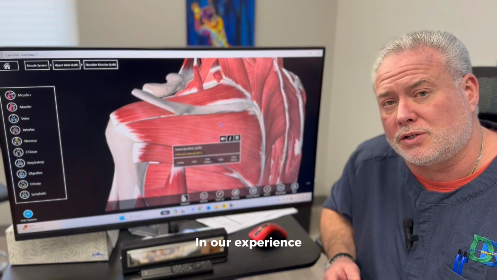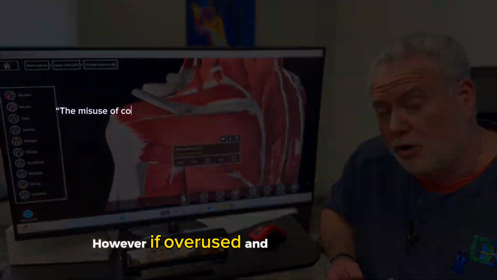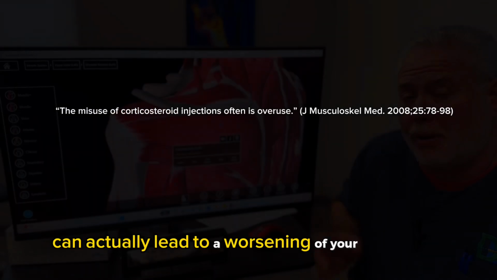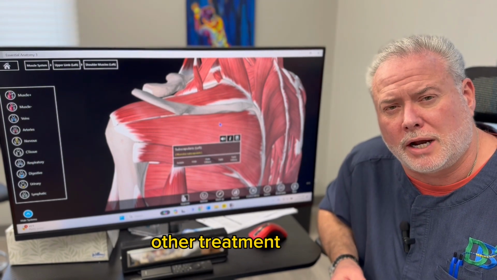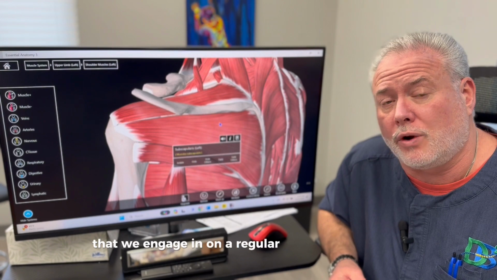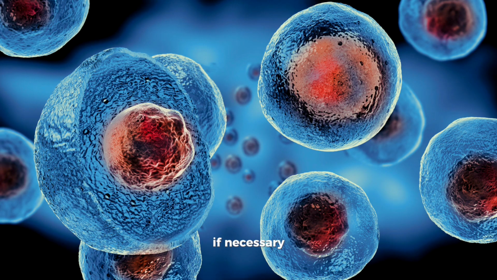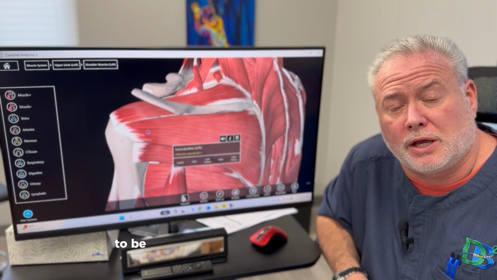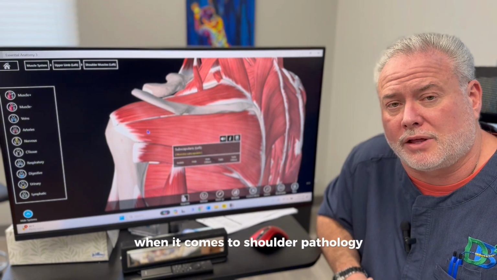In our experience, we know that steroids play a role. However, overused in chronic shoulder pain, they can actually lead to a worsening of your pathology. If steroids aren't a clinical indication for you, other treatment options that we engage in on a regular basis here at DB2 include platelet-rich plasma and cellular therapies if necessary. Platelet-rich plasma has been clinically proven to be a reliable alternative to steroids when it comes to shoulder pathology.